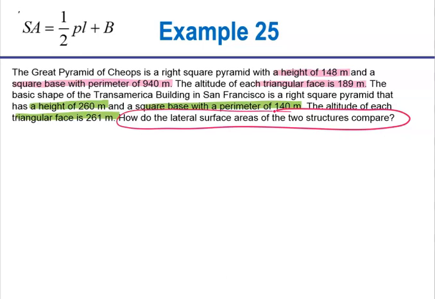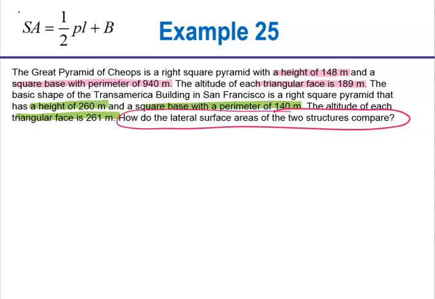It says, how do the lateral surface areas of the two structures compare? I'm only interested in the lateral surface area. So we're not interested in the base. Like the pyramid at Cheops, the base is just the ground. At the Transamerica building in San Francisco, the base, again, is just the ground. So often the base is not part of your story anyway. It only wants lateral surface.